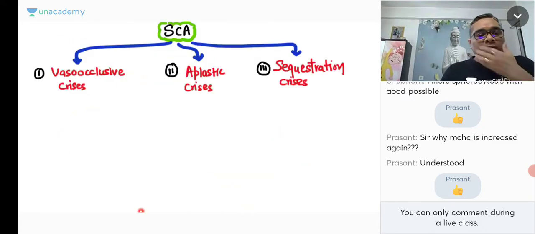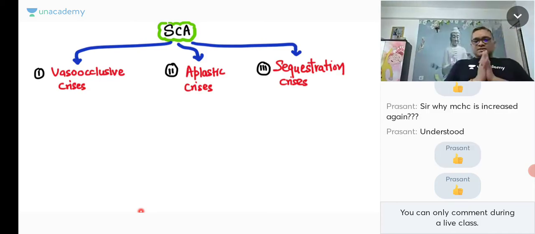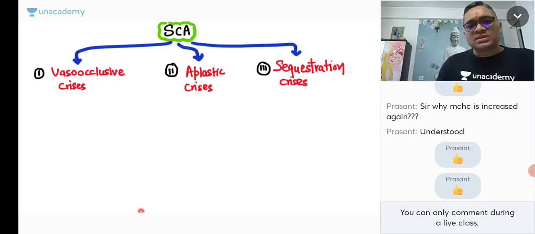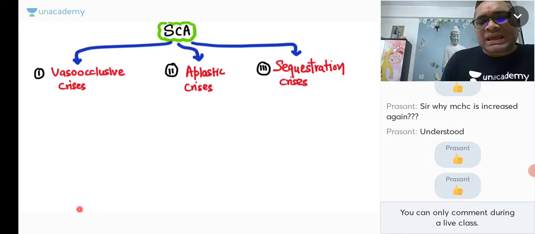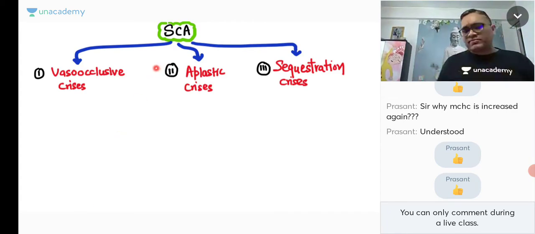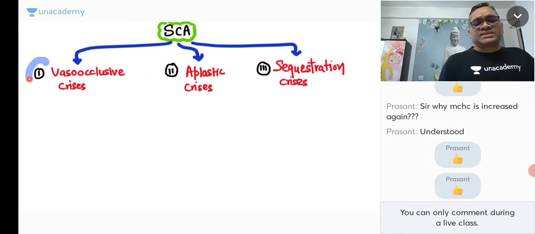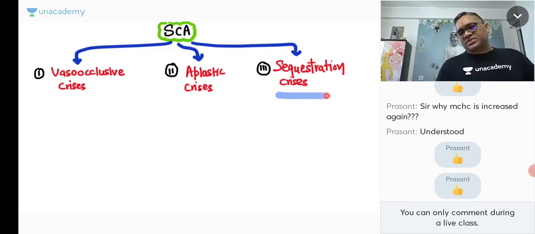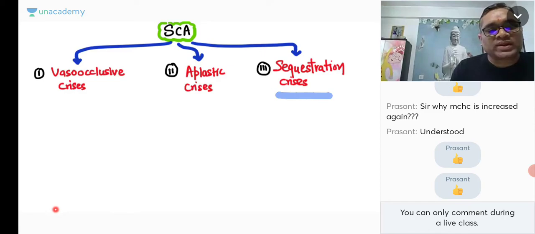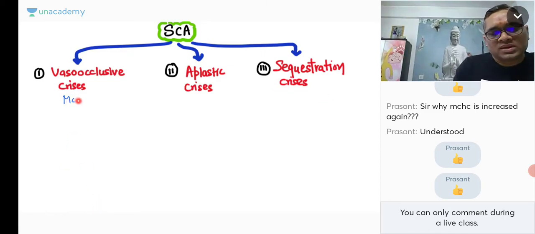Clear? Now coming to the point, right? Sickle cell anemia, right? When we talk about the sickle cell anemia, there are so many things written in the books, right? So I wanted to make it very simple. I wanted to stick to the important ones. So there are three important crises: vaso-occlusive crisis, aplastic crisis, and sequestration crisis. Three important crises we need to remember. Vaso-occlusive crisis is the most common, as I have told you in the beginning also, right? So this is the most common crisis or most common clinical feature in the sickle cell anemia, right?